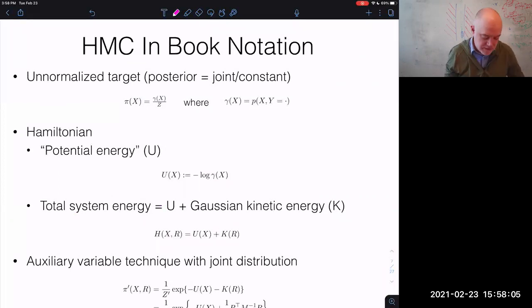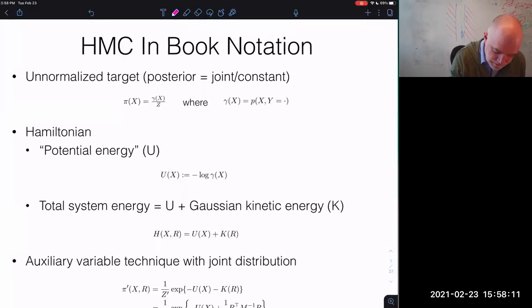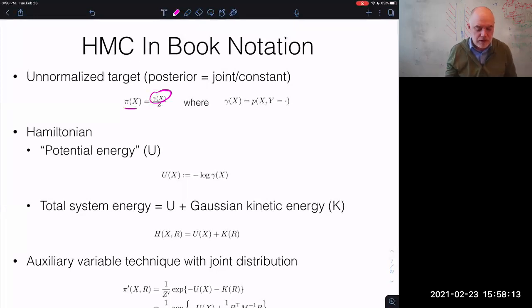So let's assume that we have an unnormalized target. Again, this is the posterior or whatever. And it's equal to the joint, evaluated with the observed values fixed, divided by some unknown normalizing constant. Fine. So this is just an unnormalized density, an unnormalized posterior.